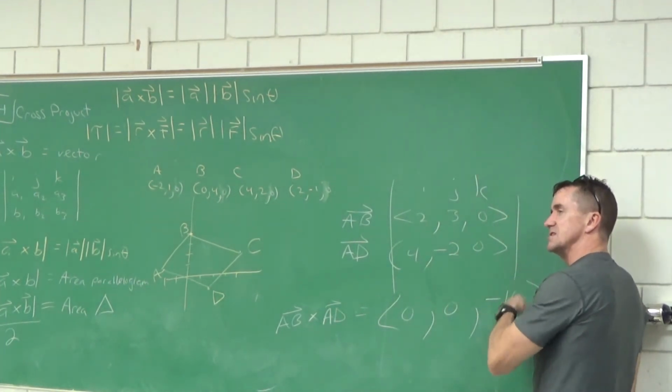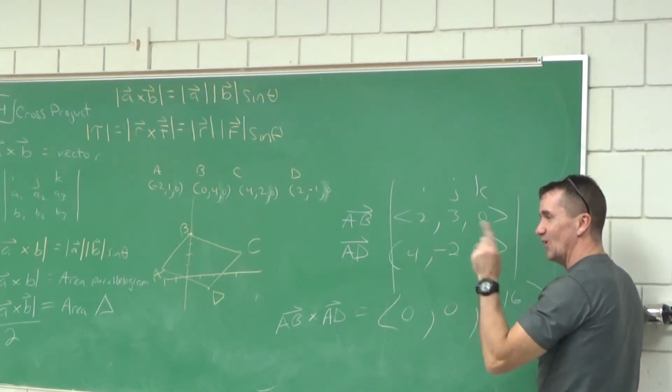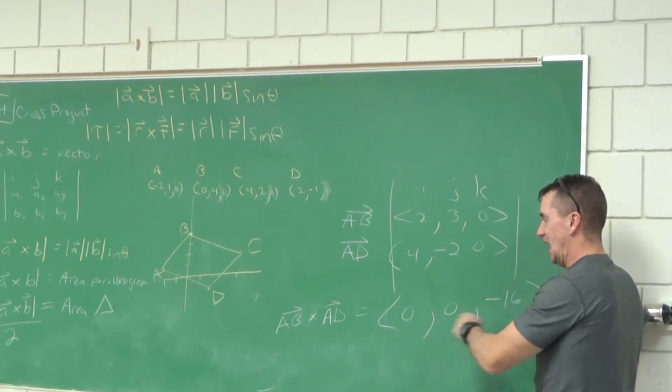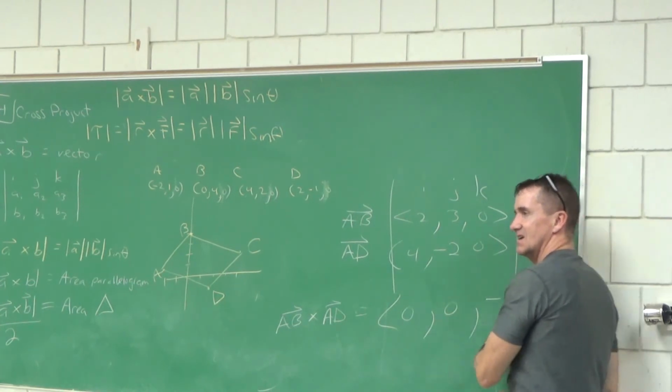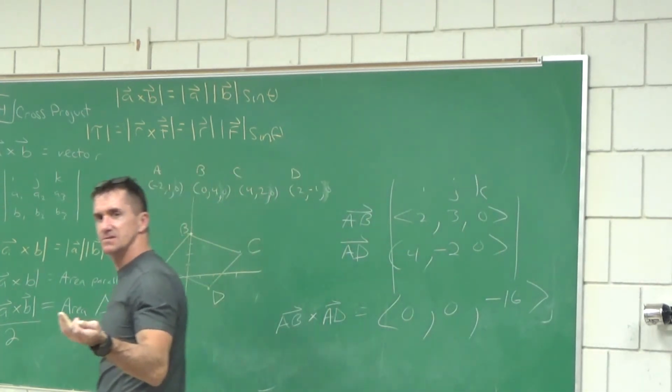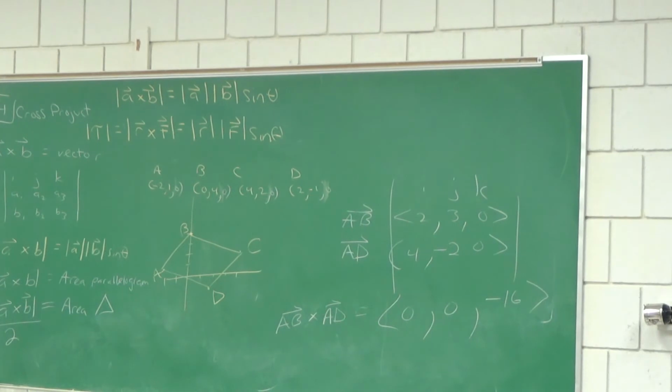Now, is this my answer? Is this the area? Good. What's my final step? Magnitude. How long is this vector? 0, 0, 16. The square root of 256, which is 16. Showing the length is 16. What's the area of that parallelogram? 16.